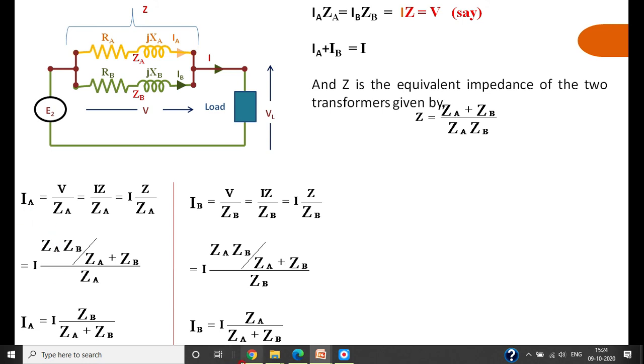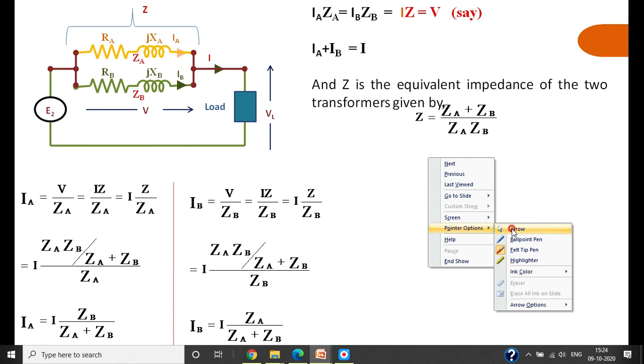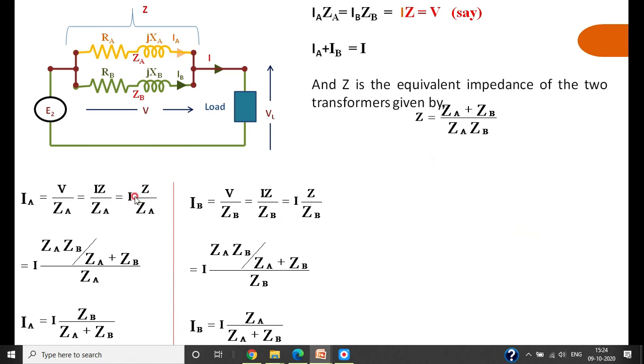to replace the Z by ZA ZB divided by ZA plus ZB, because you take the reciprocal of this. What I am getting here is ZA ZB divided by ZA plus ZB divided by ZB as it is. Therefore, after substituting and this ZA gets cancelled, then IA is given by I into ZB divided by ZA plus ZB. Okay. Similarly, you can go for the IB.